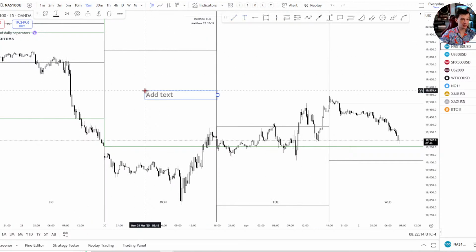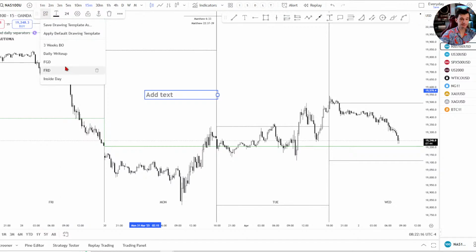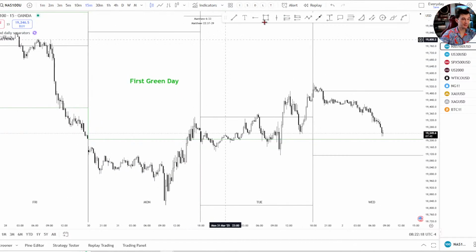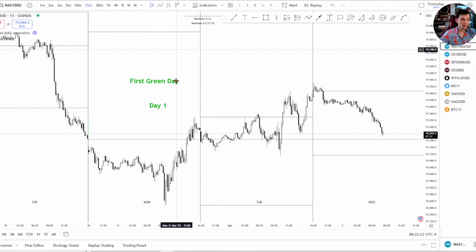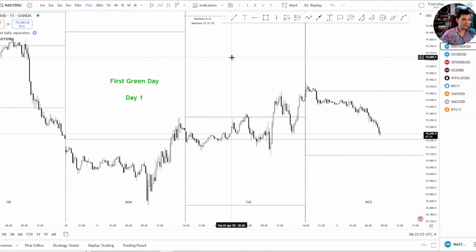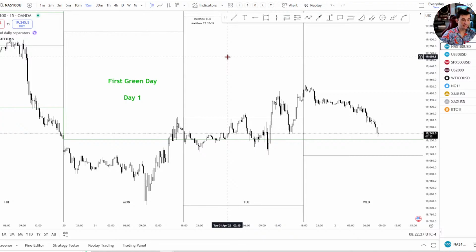What are we looking for today on Wednesday? It's all part of the story. That was first green day, day one of the cycle. Okay, yesterday. How did yesterday close? That's the most important question to me. How did yesterday close? Was it a signal day?